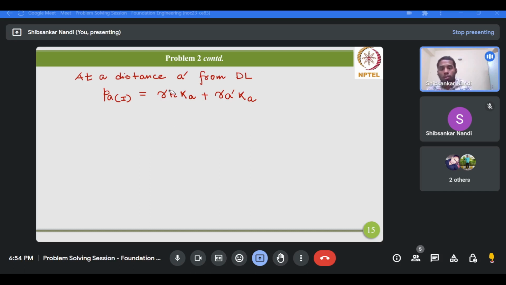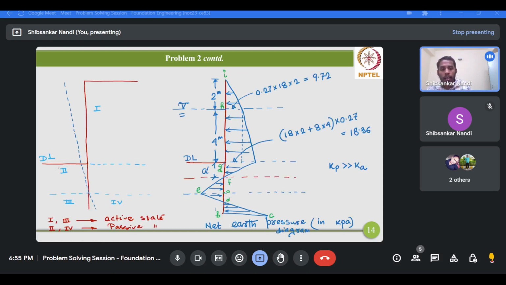Okay, instead of this we can basically substitute the values as well. We are determining the active earth pressure for region 1. For region 1, the active earth pressure at this level will be the overburden up to that level multiplied by the active earth pressure coefficient. So the overburden is 18 multiplied by 2 up to the water level. Then below the water level it will be 8 multiplied by 4 up to the dredge level, and then 8 multiplied by A prime.